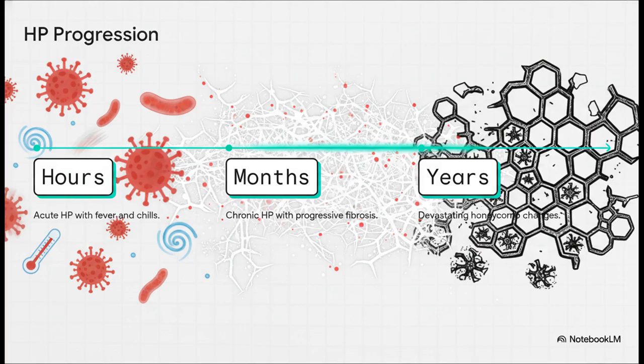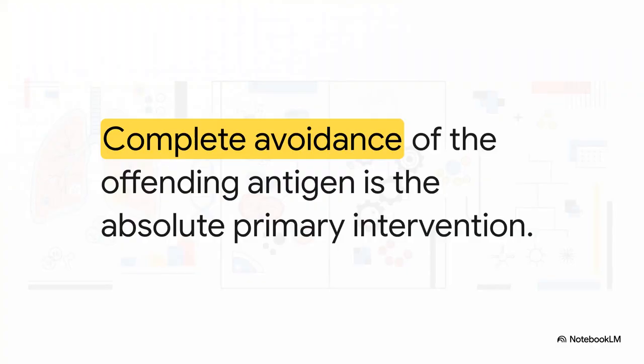Heavy, acute antigen exposure triggers symptoms within just hours: fever, chills, and dyspnea that closely mimic an acute viral pneumonia. On the flip side, low-level, continuous exposure insidiously causes chronic HP. That presents over months to years with weight loss, progressive pulmonary fibrosis, and ultimately devastating honeycomb changes in the lung parenchyma.